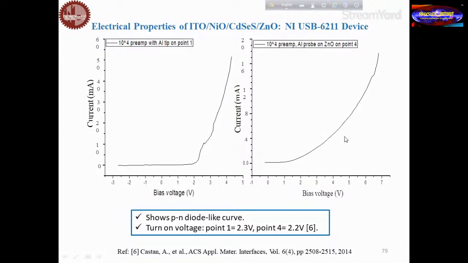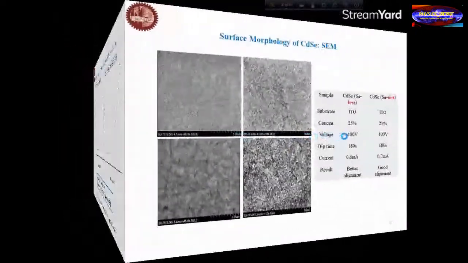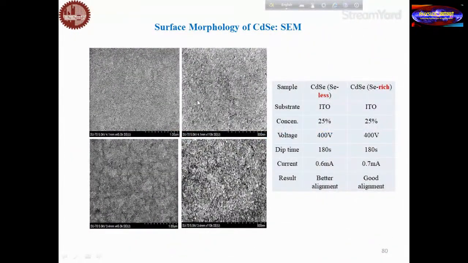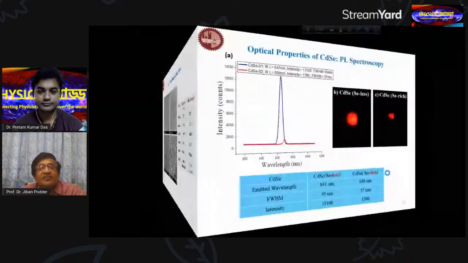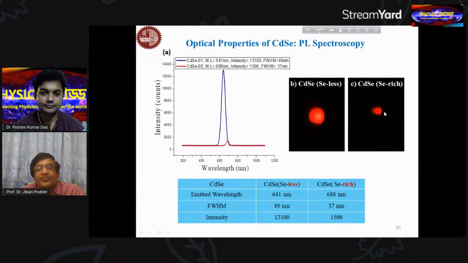We did this at Limerick University, not at BUET, but we have a collaboration, and that is the advantage. You see the selenium-rich and the less selenium-rich samples. The condition with less is 25% ITO, with better and good alignment. Finally, I would say the selenium-rich one always gives the better result. You see here the full width at half maximum in nanometers, and the full intensity here is 1500, to detect the selenium.